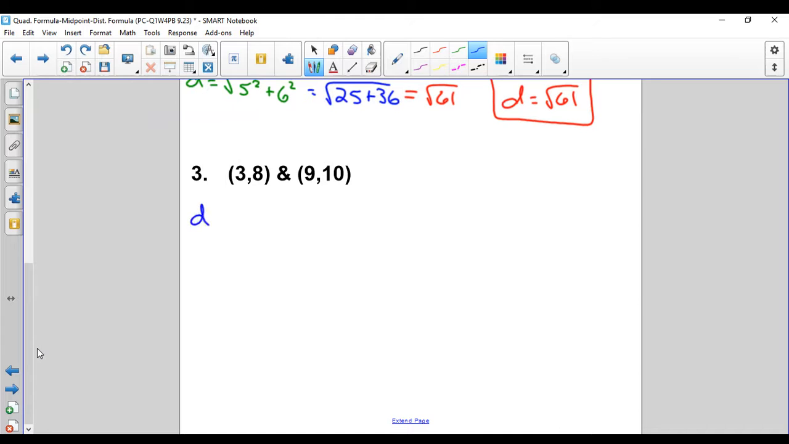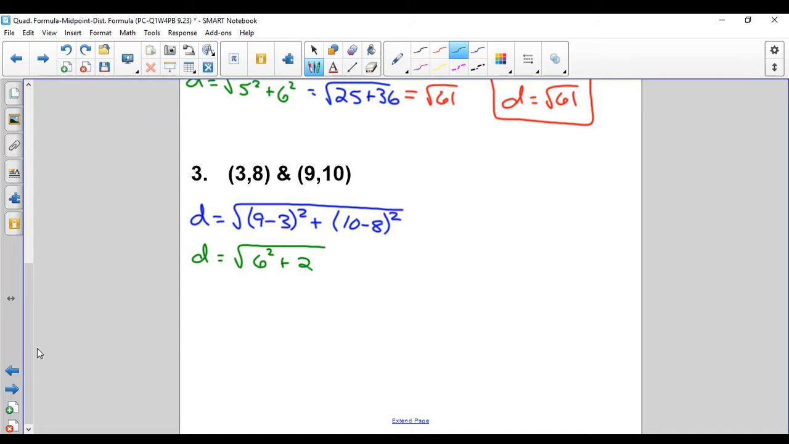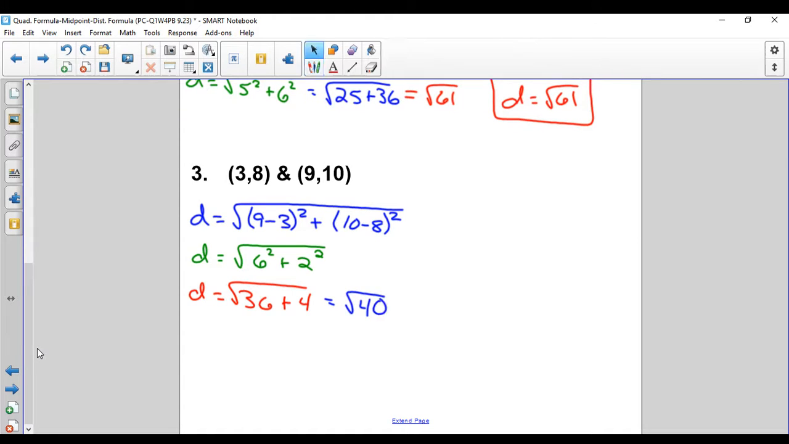We go through, we plug it in. I'm going to switch it up. I'm going to go 9 minus 3 this time, square it. And that means I'm going to go 10 minus 8 and then square it. Do the reducing. 9 minus 3 is 6 squared, plus 10 minus 8 is 2 squared. 36 plus 4. We get 40. Now this is a radical that can simplify.